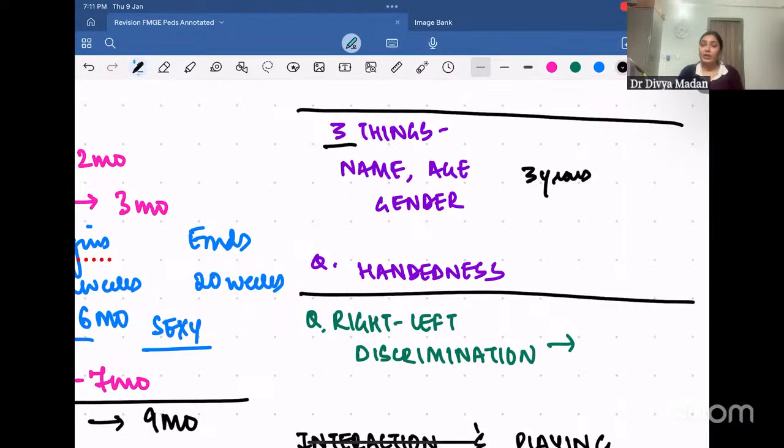These three things the child can say: name, age, gender. And handedness also comes. Then comes right and left discrimination. It comes at 4 years of age. Right? Handedness and left and right discrimination are two different things.